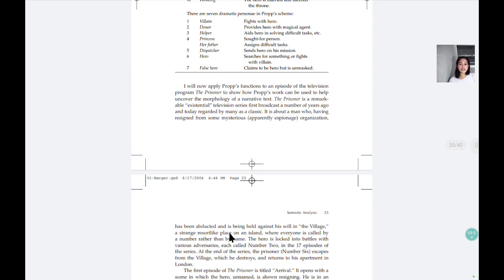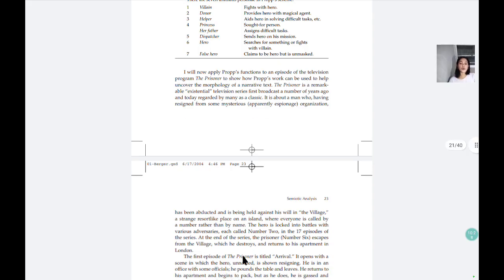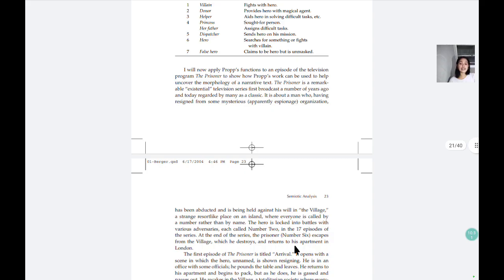It is about a man who, having resigned from some mysterious organization, has been abducted and is being held against his will in a village, a strange resort-like place on an island where everyone is called by a number rather than a name. The hero is locked into battles with various adversaries, each called Number 2 in each episode of the series. At the end of the series, the prisoner, Number 6, escapes from the village, which he destroys, and returns to his apartment in London.